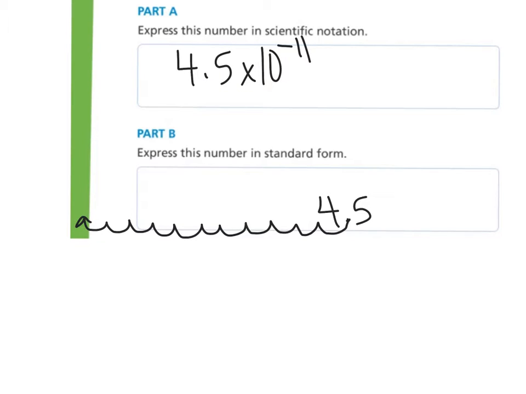And then what should happen is we've got 1 spot we have to move to get to the left of the 4, and then we need 10 more zeros and then our decimal point. And again, if you want to put a 0 before the decimal point there, you can.